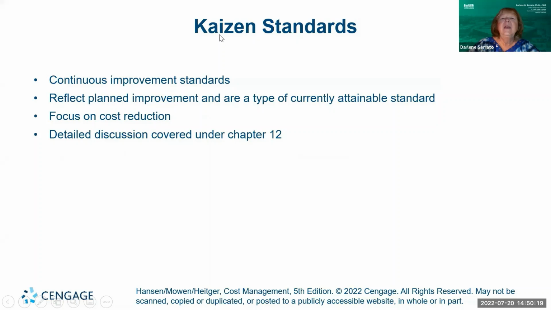All right. Then you have Kaizen standards, continuous improvement. So you would start with currently attainable, and then you would look at how can I reduce the time? How can I reduce the amount of fabric or reduce the amount of scrap or things that aren't passing quality? So it would focus on cost reduction. This is covered in Chapter 12, which we are not covering in this course.